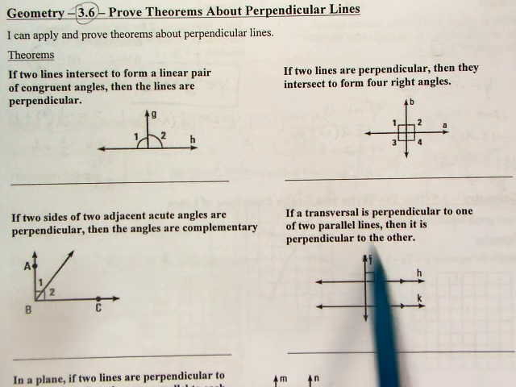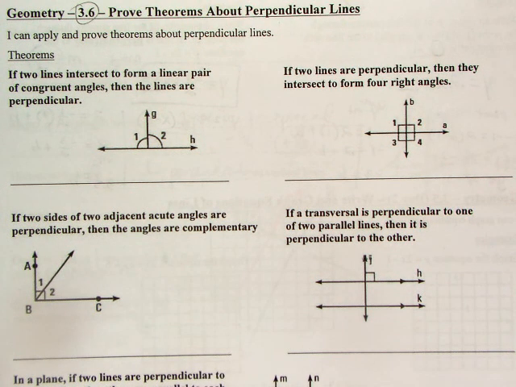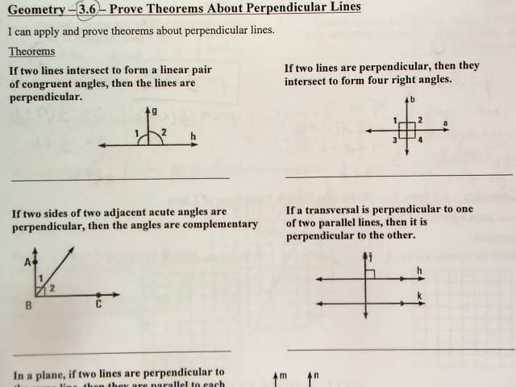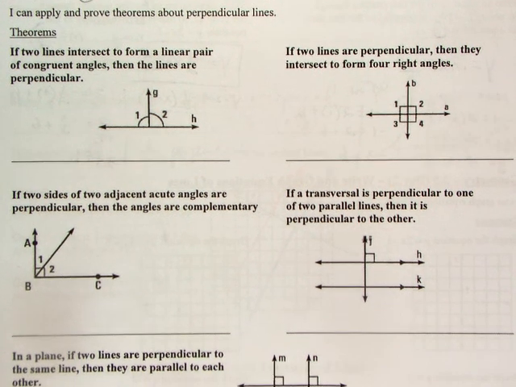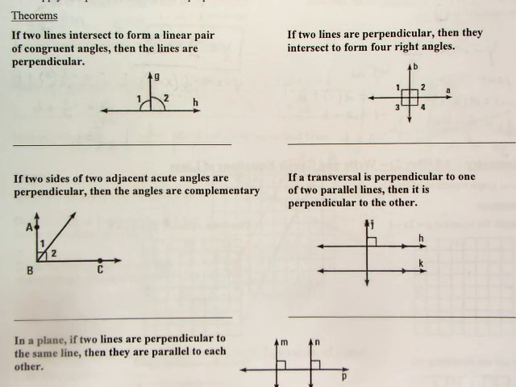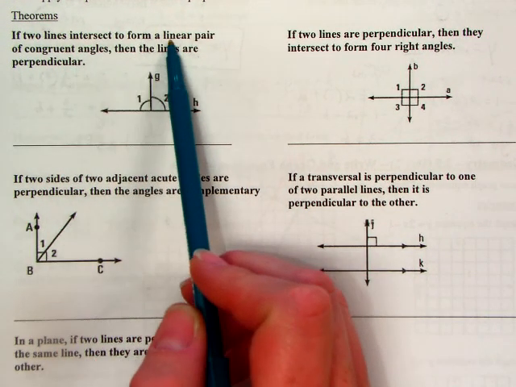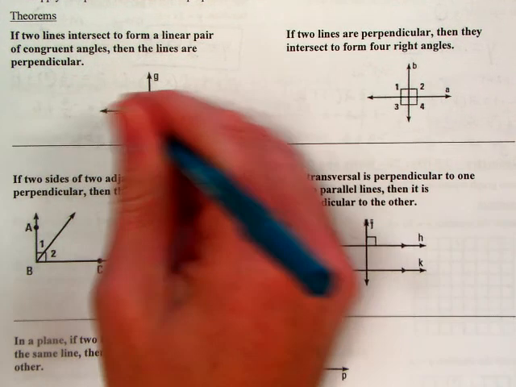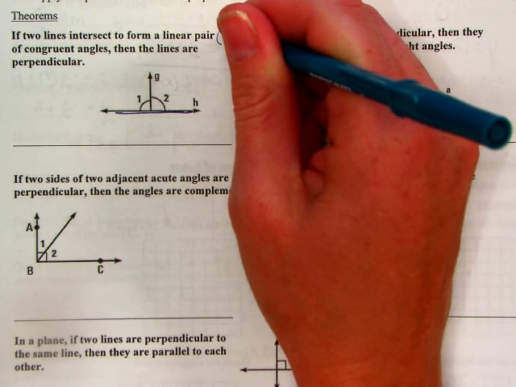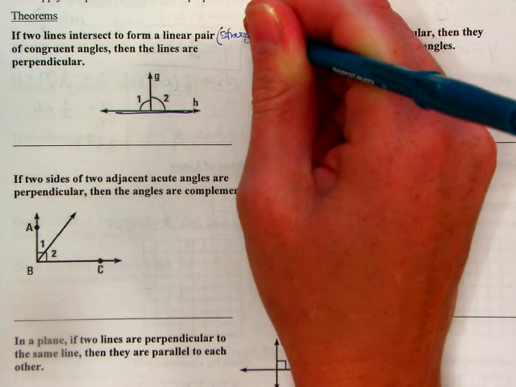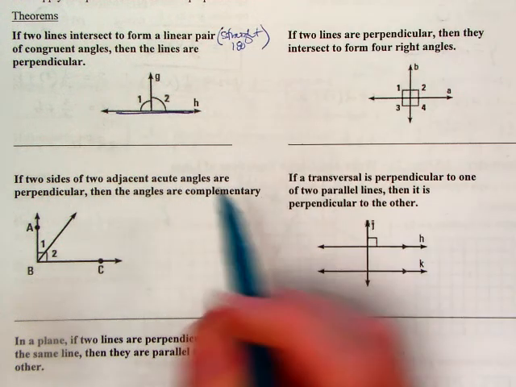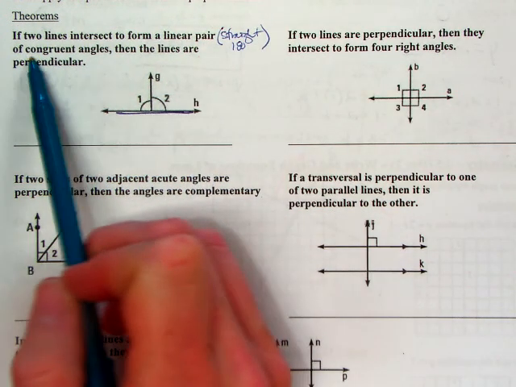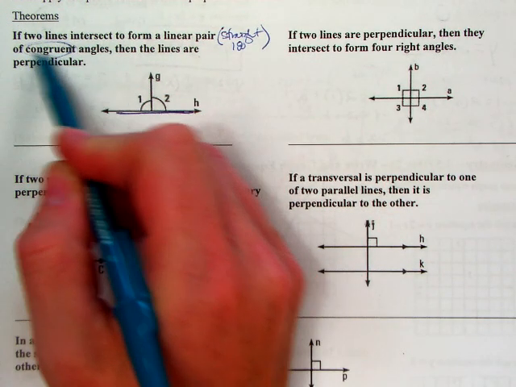There are 5 of them that we're going to talk about before we do an example, and it's all kind of stuff you already know. We're just giving it more official math words, okay? So the first theorem says if 2 lines intersect to form a linear pair, so that means they make 180 degrees, it means they're a straight line. So I'm going to put straight and 180 right there. Form a linear pair of congruent angles. Okay, so now we're saying that they have to be equal to each other.